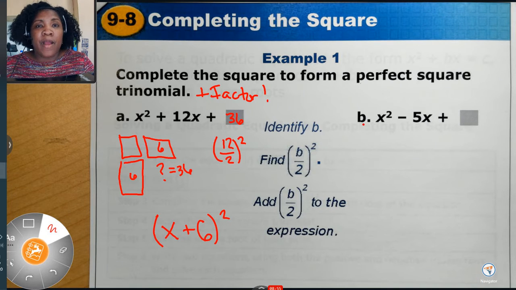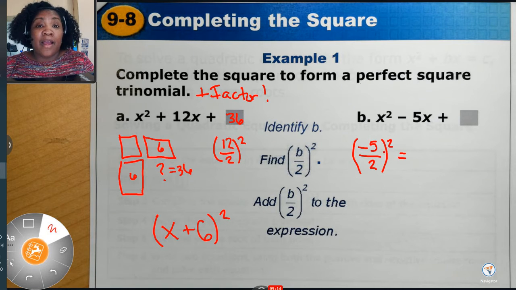For problem B, we have x squared minus 5x plus some value, and they're asking us to complete the square. Well, using our formula, we're going to take our b value, which is -5, and we will divide it by 2, and then we have to square it.